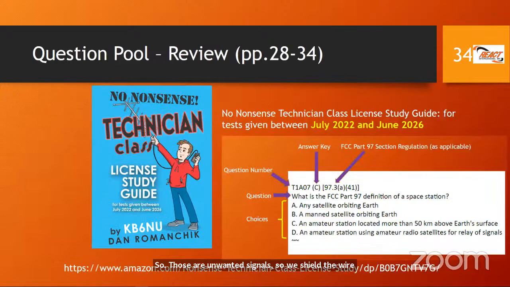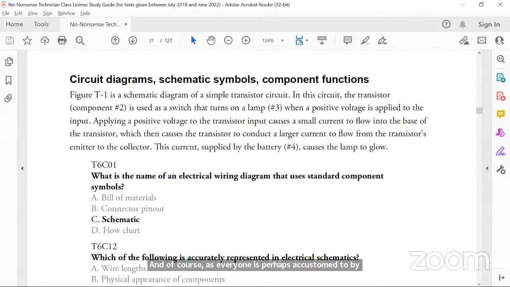Okay. So let's quickly run through our question pool. And of course, as everyone is perhaps accustomed to by now, what we do is we quickly run through the actual questions that you're likely to get in the exam, what they look like, for all of the theory that we have just covered. So we will race through these questions. Let's go. First question in the question pool.